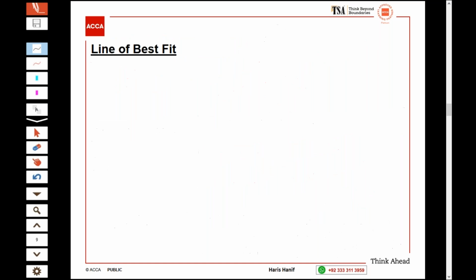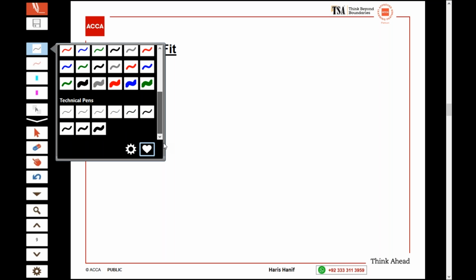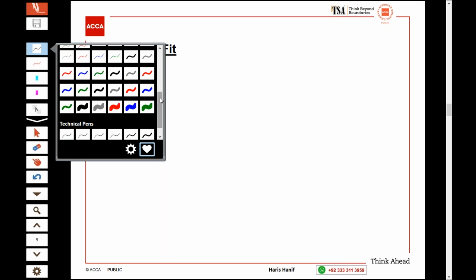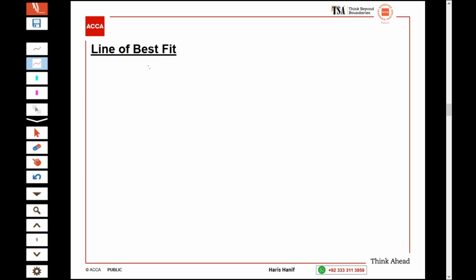Now let's come to the next slide. This is the line of best fit. Line of best fit is a straight line. I'm not drawing any graph, but this is the straight line which is the best fit.